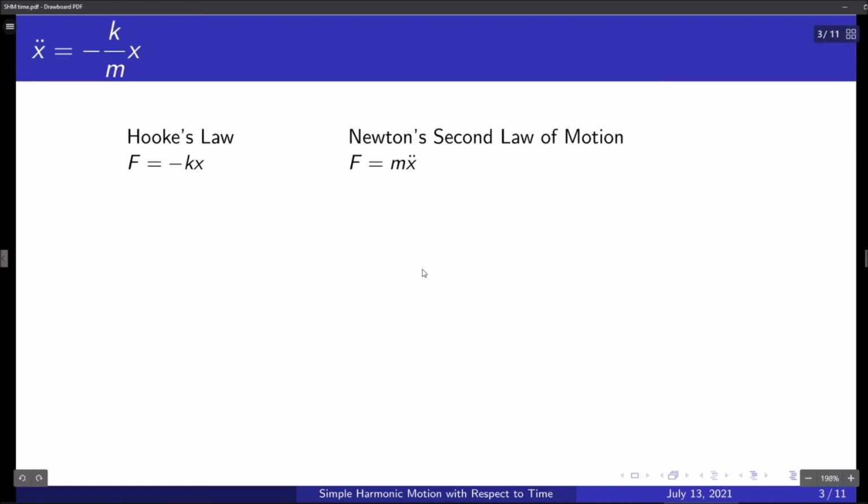Now let's look at this particular differential equation. We have x double dot equals negative k over m times x. This differential equation is the result of the application of two laws in physics. Firstly, it's Hooke's law.